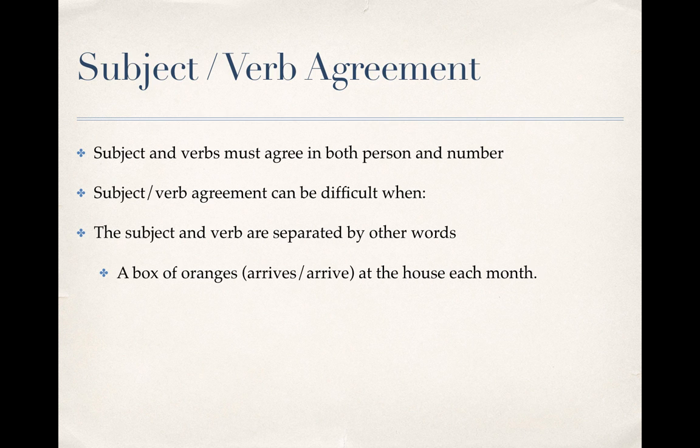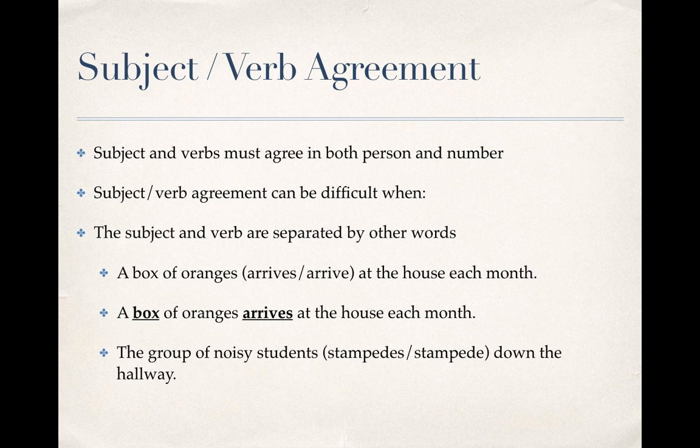So, what you want to do here is to ask yourself, what is the actual subject of the sentence? And the correct answer is box. A box arrives at the house each month. Now, many students would be tempted to choose arrive because of the plural word oranges. Oranges arrive at the house. However, that is not the actual subject of the sentence. The subject is box.